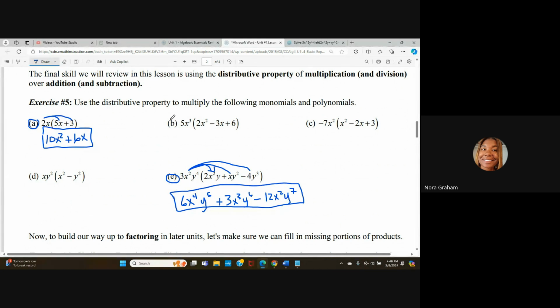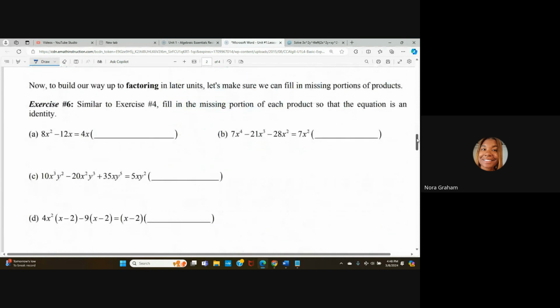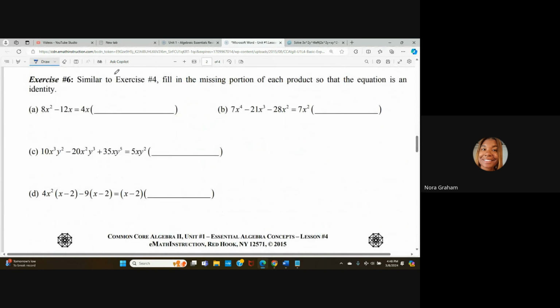If you want to see B, C, or D, hit me up, leave a comment, and I'll do those ones. Okay, so for 6, similar to exercise number 4, fill in the missing portion of each so the equation is an identity. I'm just going to do 2 of these. Let's do A and D again.